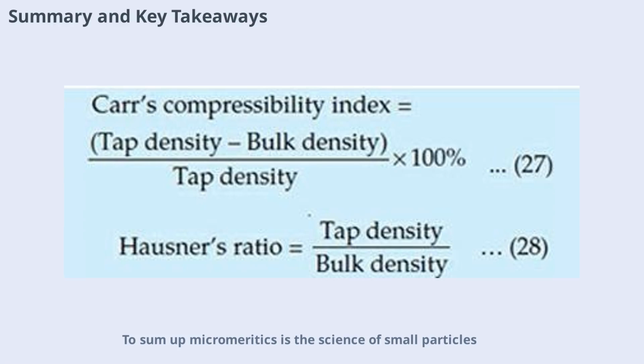To sum up, micromeritics is the science of small particles, focusing on their size, shape, surface area, density, and flow properties. Mastering these concepts is essential for optimizing product performance, ensuring quality, and driving innovation across multiple industries. By understanding and controlling particle properties, scientists and engineers can create better products and processes, making micromeritics a cornerstone of modern science and technology.